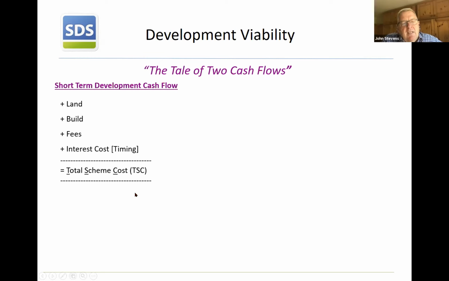Because we work in housing, we love an abbreviation, so we call total scheme cost TSC. And this is the private sector model. I look at the costs of production becoming the total scheme cost. I then take away the cost of my sales, and the difference between my costs and my sales is my profit. That, on the back of an envelope, is the private sector model.